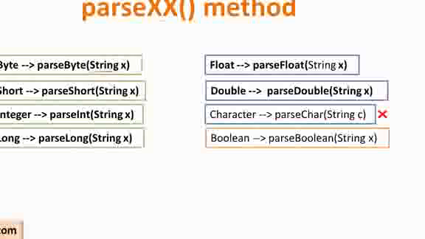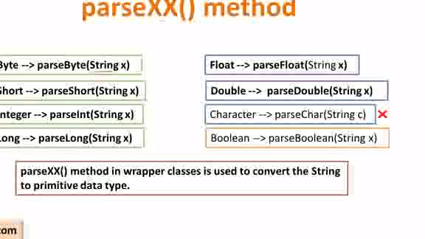If you have a string which you want to convert into a primitive data type, then you can use this method to get a primitive data type out of the string. But please remember, this method is not available with Character because it does not make any sense to take a string and convert it into a character. Other than that, all the wrapper classes have this method.